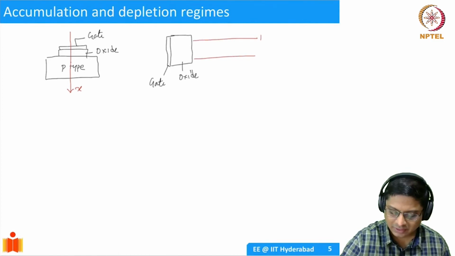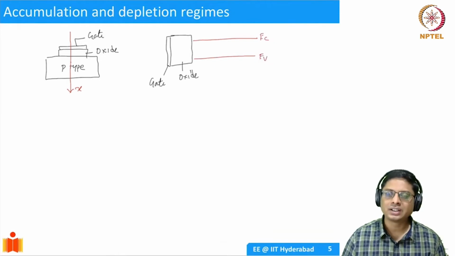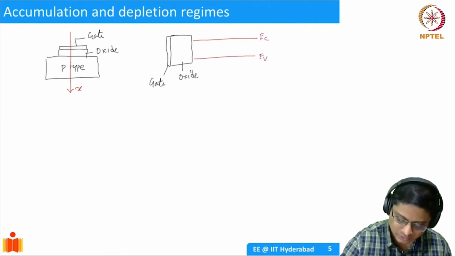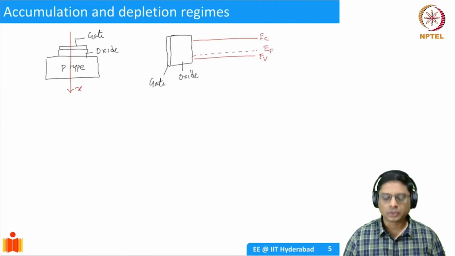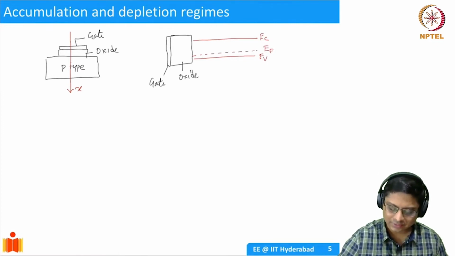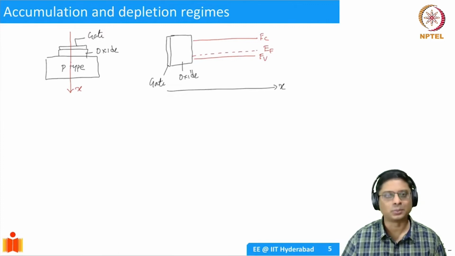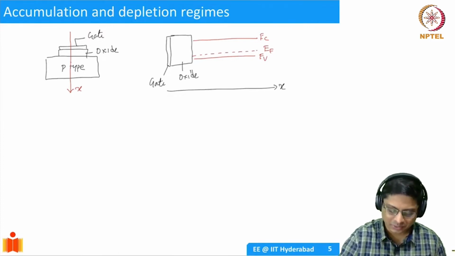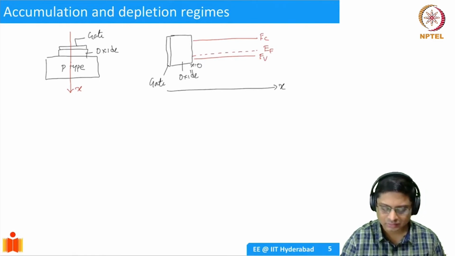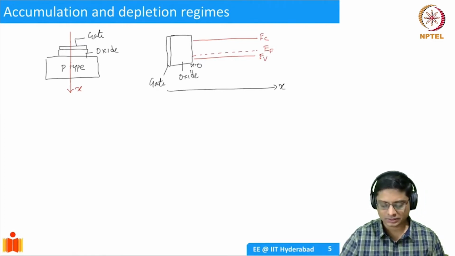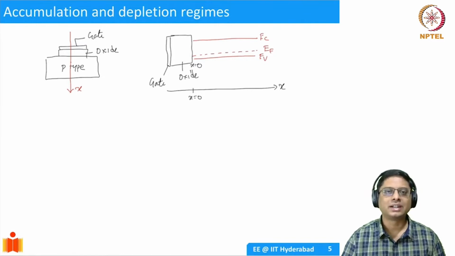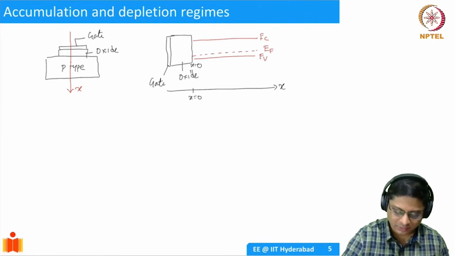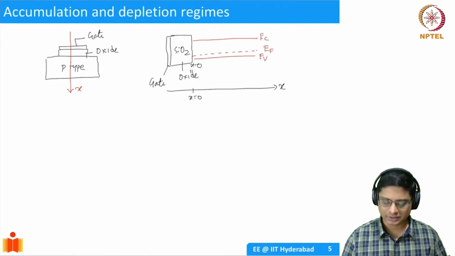So this will be my EC, EV, and then there is a Fermi level. So where is the Fermi level? For a P-type semiconductor, it should be closer to EV. So there should be a Fermi level here, EF. What I'm drawing is the X-axis, by which I mean from top to bottom. Let's say that X equal to 0 is the interface, the gate, silicon dioxide and silicon interface. This oxide will be silicon dioxide in most cases, for now.